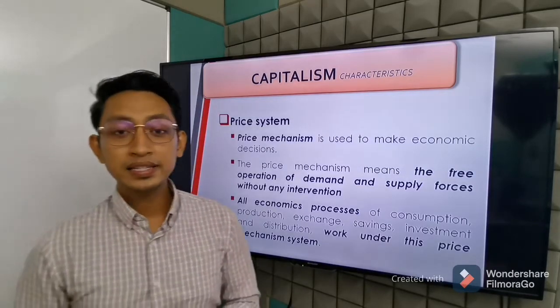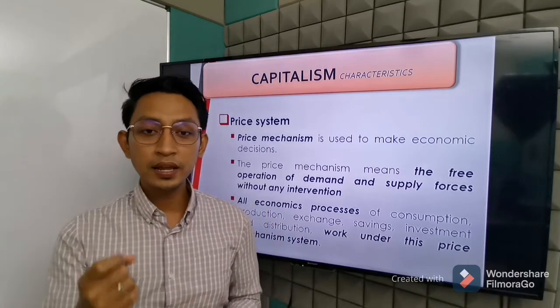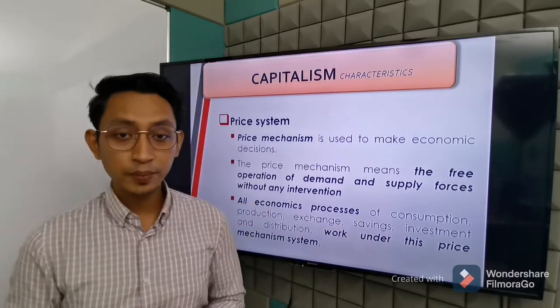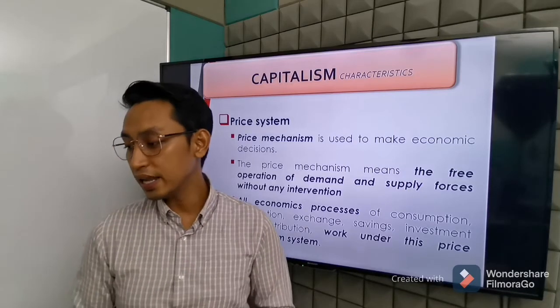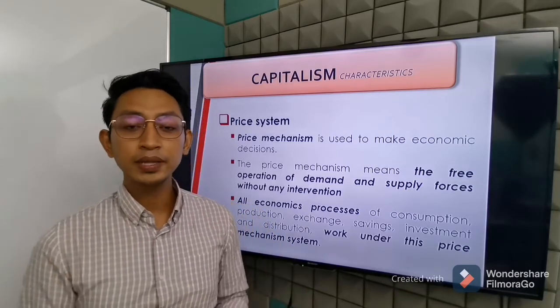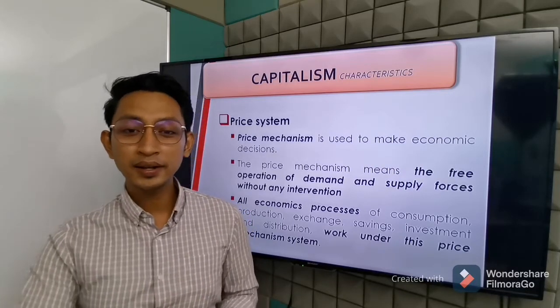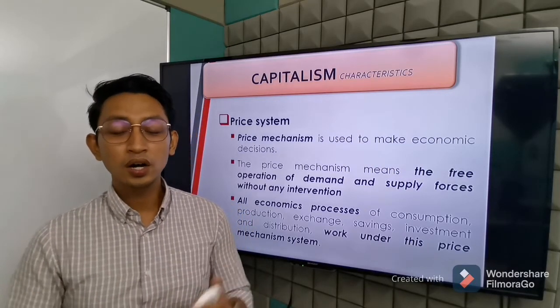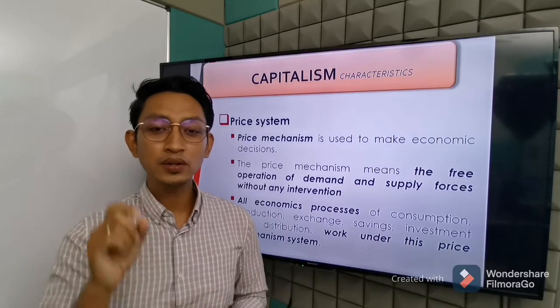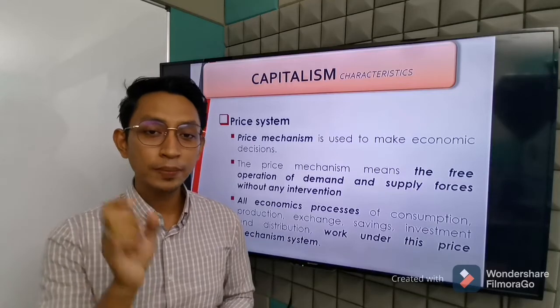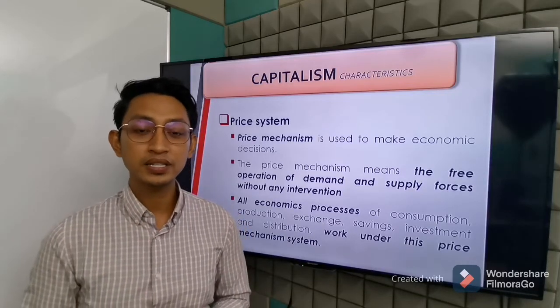Price system, like I said, in capitalism, they believe a lot in the price system. So what is the price system or price mechanism? Price mechanism, I can say, is the interaction between demand and supply. So the price mechanism plays a big role in the capitalism system. Why? Everything will be decided by using the price mechanism.